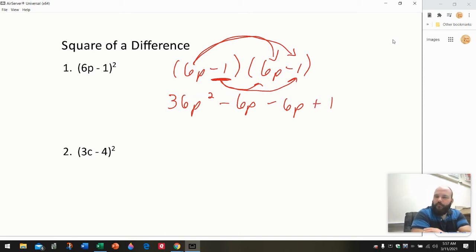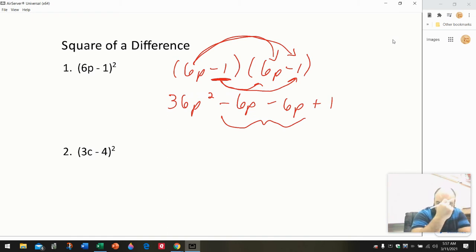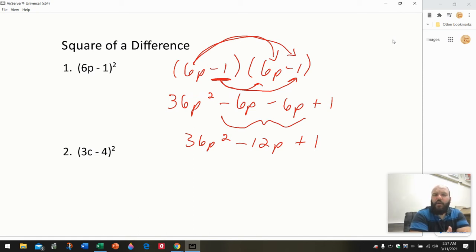Now, following our FOILing, we have it expanded. We can combine these two like terms right here, which are negative 6p and negative 6p. That turns into negative 12p, so we have 36p squared, minus 12p, plus 1. And there's our final answer. So it's really not that much different than the other one, except for the fact that a couple of your terms are going to turn out negative, and you will need to combine them.